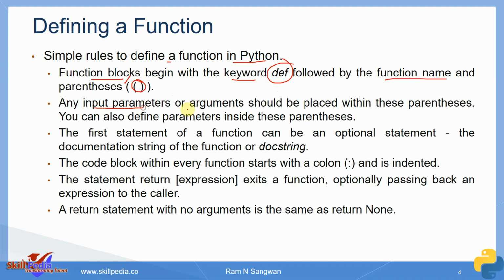Any input parameters or arguments. What are input parameters or arguments? I'll give a very simple example. If I ask you to add two numbers, you will say, what are the numbers? So those two numbers will be arguments. The function will take values or the operands on which it is going to work. Parameters or arguments should be placed within these parentheses. You can also define parameters inside these parentheses.